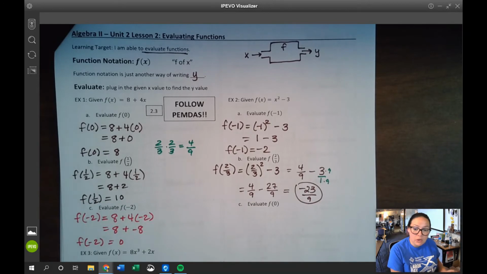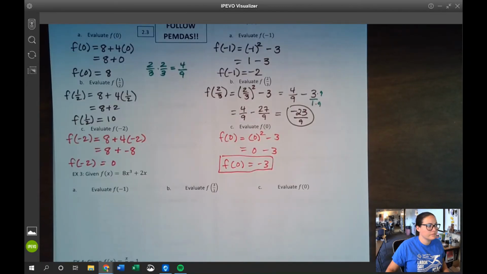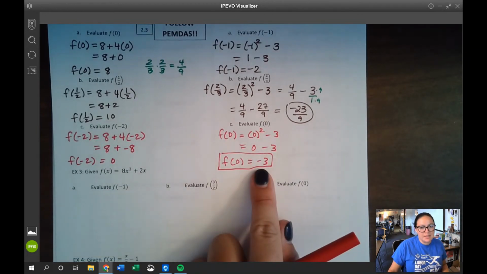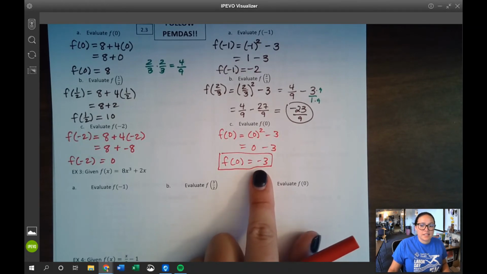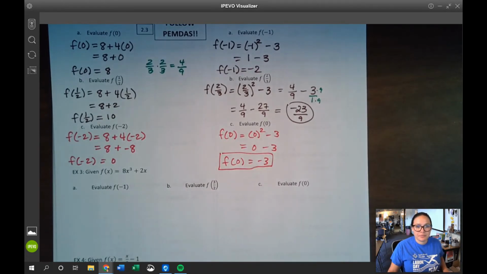Okay, just like before, I would love for you to try part C. So go ahead and pause the video, try part C on your own, and then come back and check to see how it went for you. So pause the video, please. All right, so you should have gotten f of 0 to be -3. 0 squared is, of course, 0, and 0 minus 3 is -3.